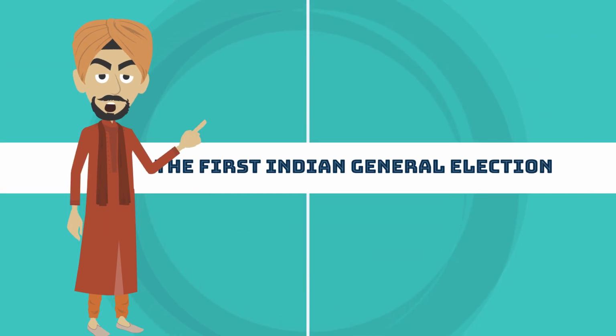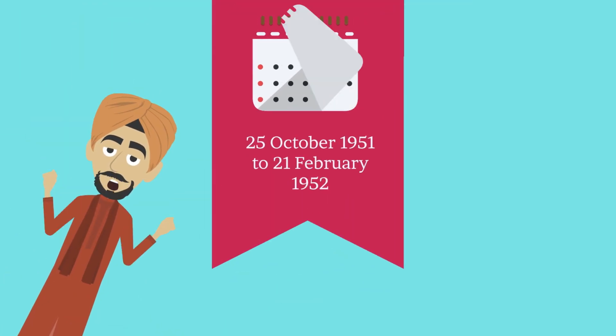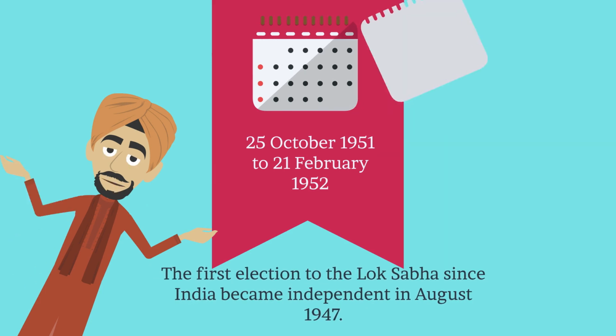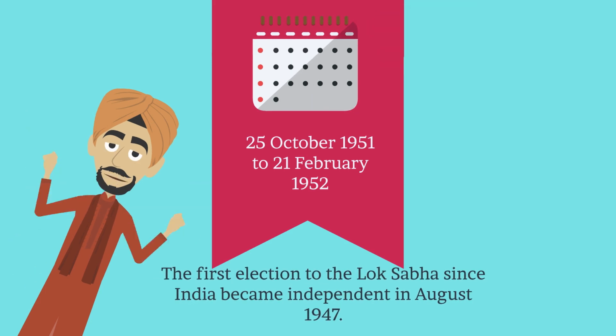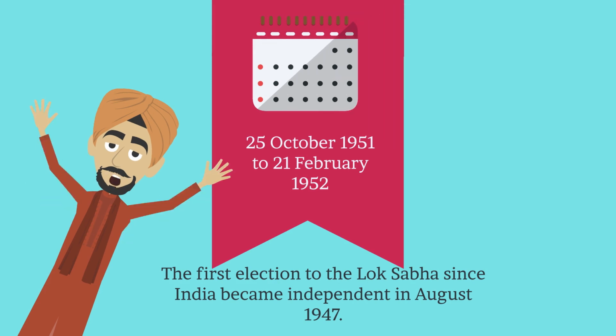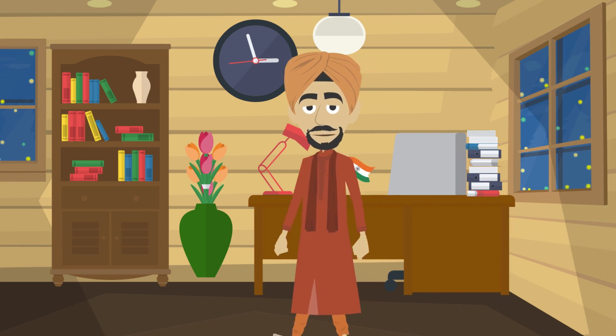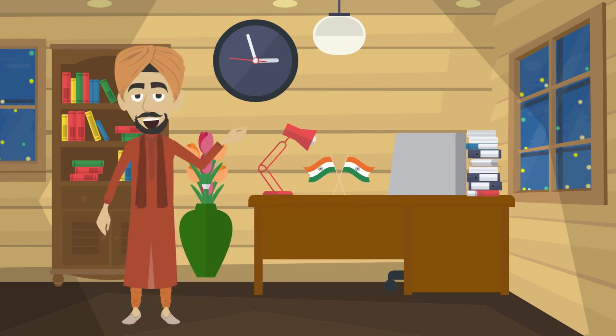The first Indian general election was held from 25th October 1951 to 21st February 1952. This was the first election to the Lok Sabha since India became independent in August 1947. It was conducted under the provisions of the Indian Constitution, which was adopted on 26 November 1949. Elections to most of the state legislatures took place simultaneously.